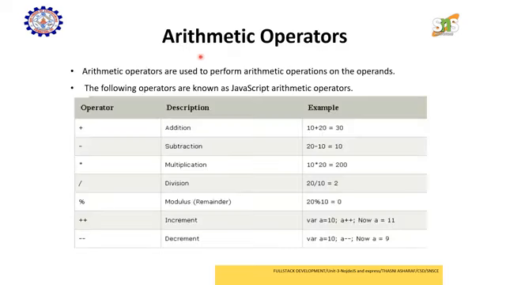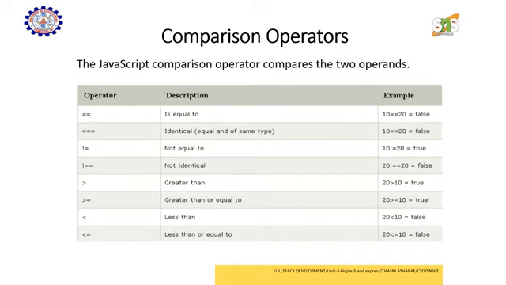So what is an arithmetic operator? Arithmetic operators are used to perform arithmetic operations on the operands. The following operators are known as the JavaScript arithmetic operators: plus, minus, multiplication, division, modulus, increment, and decrement. These are all called arithmetic operators.